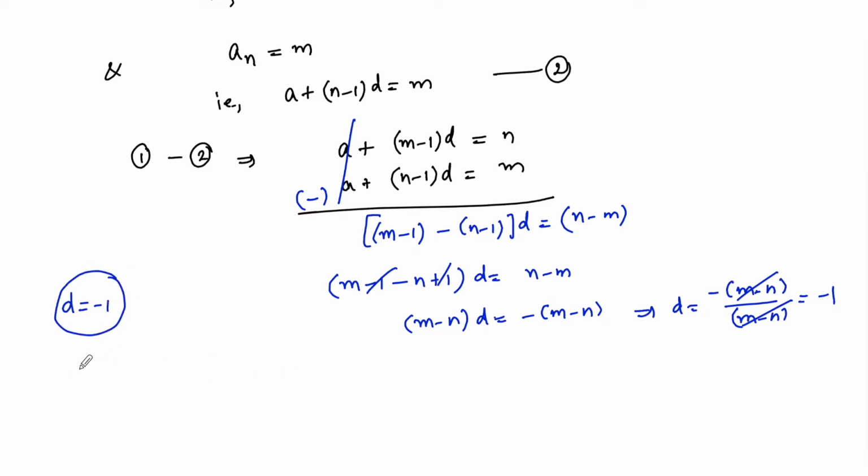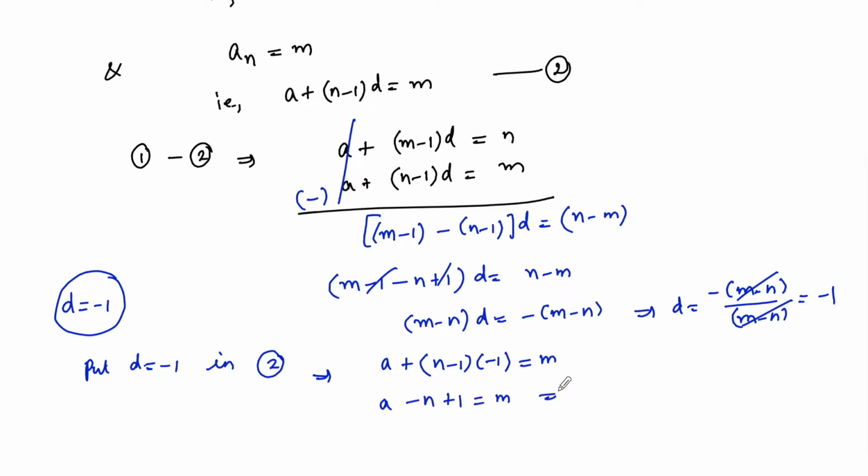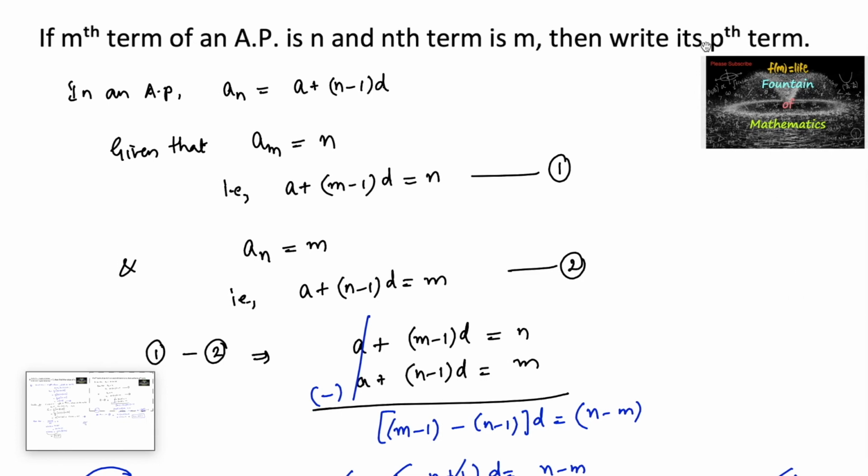Let us substitute. Put d is equal to minus 1 in any one of the equations. Let us take equation 2, so we can write a plus n minus 1 into d value, that is minus 1, is equal to m, or we can write a minus n plus 1 is equal to m. Which implies a is equal to m plus n minus 1. So we got the first term, a is equal to m plus n minus 1. And now we need to find the pth term.